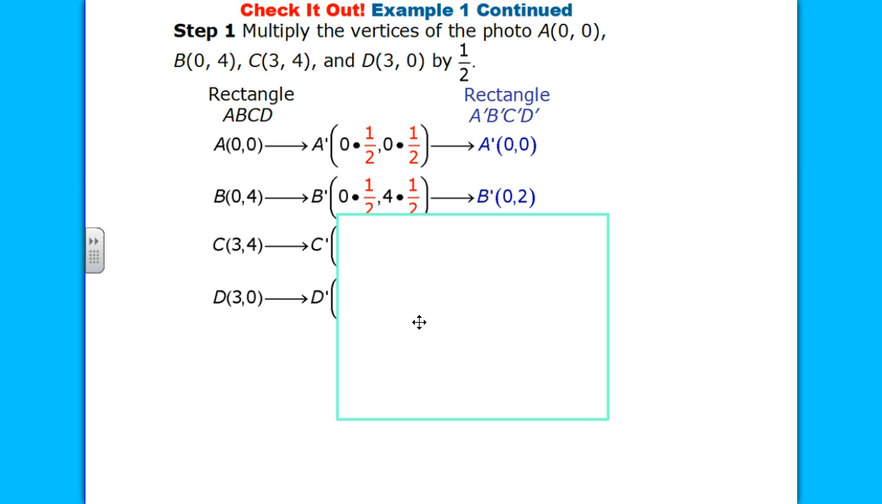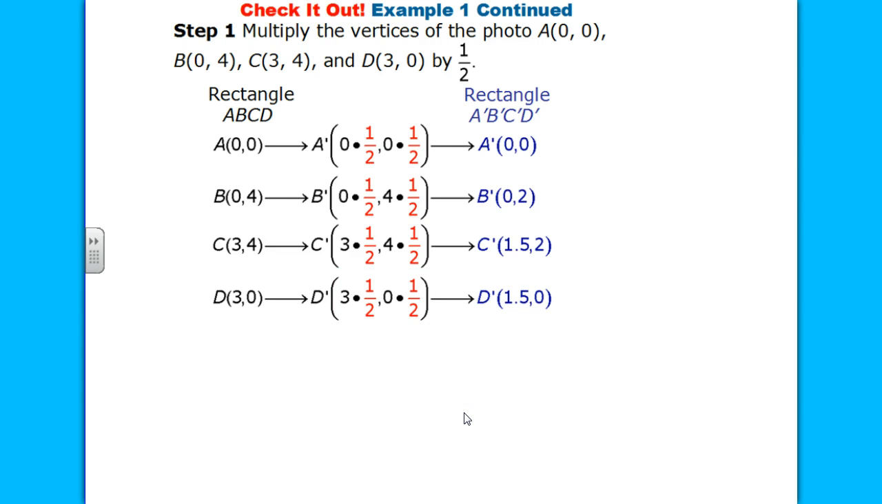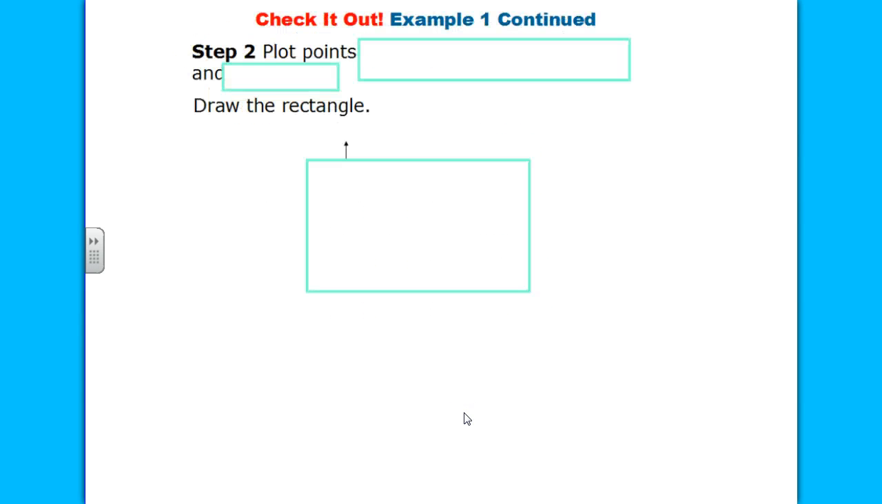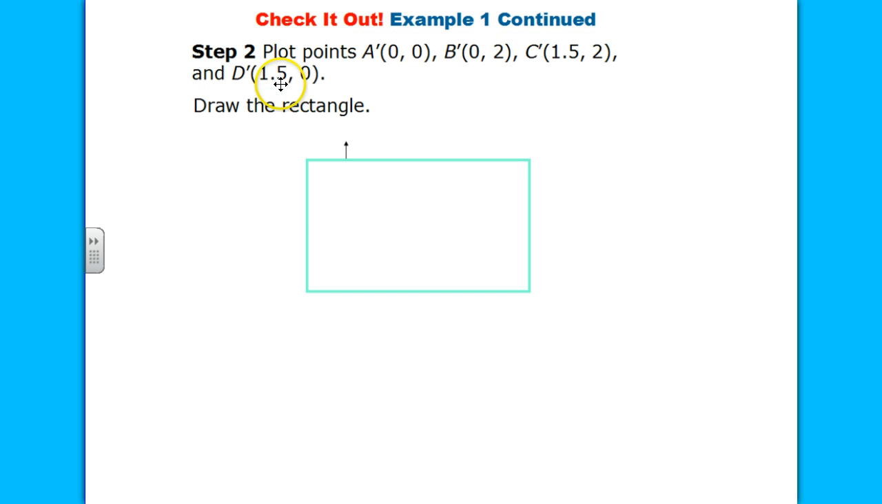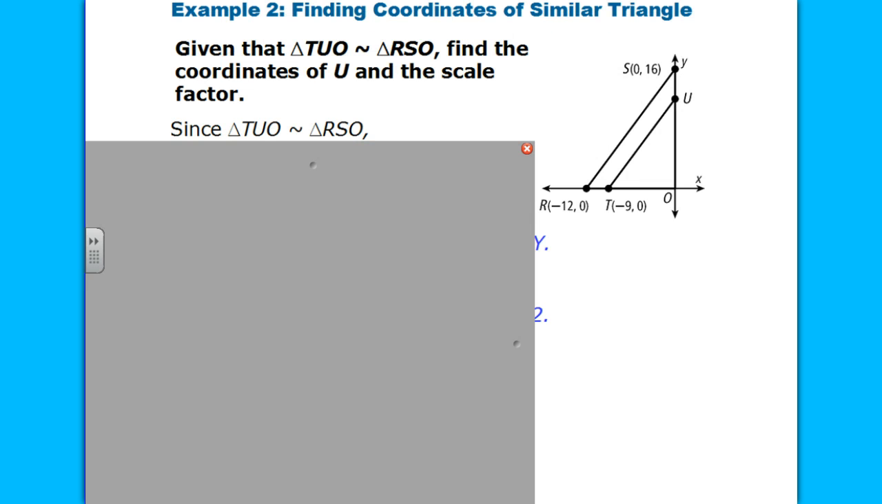And where would C prime be, Andrew? D would be, Matthew? 1.5 and 0. Good. So now you could go plot those points, and then you're going to see this new, small, reduced image. Okay? So be prepared to graph in your assignment.